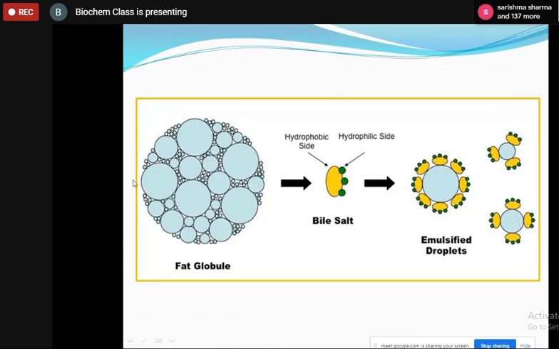So in the beginning, the fat tends to be aggregated. Emulsification is carried out by the bile salt, and once these are broken into smaller pieces, bile salts also make sure that these droplets again do not come together and become aggregated. So this is the importance of the bile salts in the process of digestion. You can make this figure as well when you explain the role of bile salts in the process of digestion, which is emulsification.